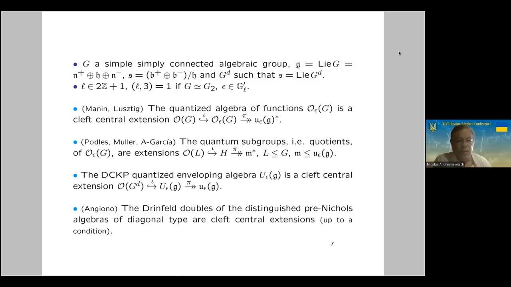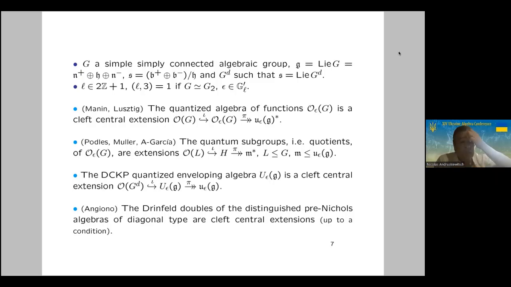From this example there is another example, which is the classification of the quantum subgroups or quotients of O_epsilon(G). And it turns out that these are extensions of L by M dual, where L is inside G and M is inside u_epsilon(G). Another example coming from the theory of quantum groups is the De Concini-Kac-Procesi quantized enveloping algebra U_epsilon(G). This is a cleft central extension of the algebra of functions on G^D, where G^D is the Poisson dual that has the algebra S, as I mentioned just before.